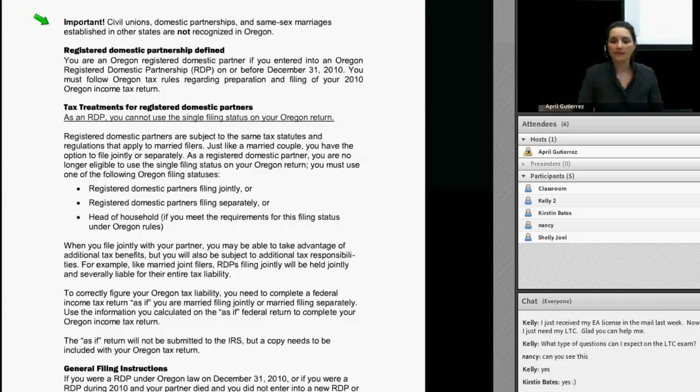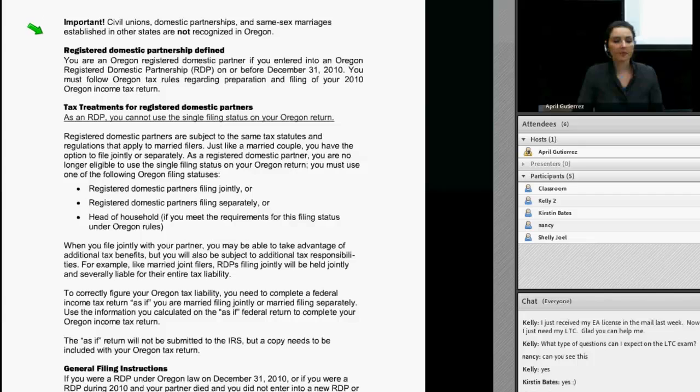I should point out that this is directly a contrast to California, and California recognizes marriages and domestic partnerships established in any other state and in other countries as well. So if you are a person who entered into a same-sex marriage, say in New Zealand, and you move to California, California will recognize that marriage. Oregon will not.